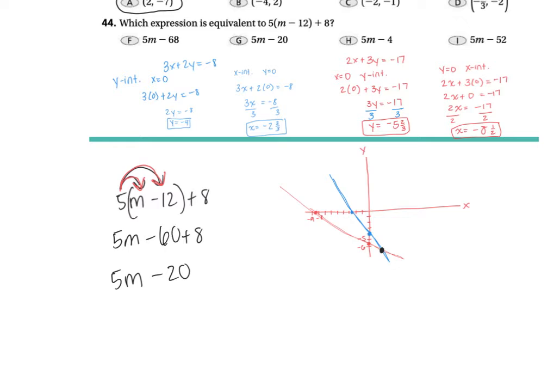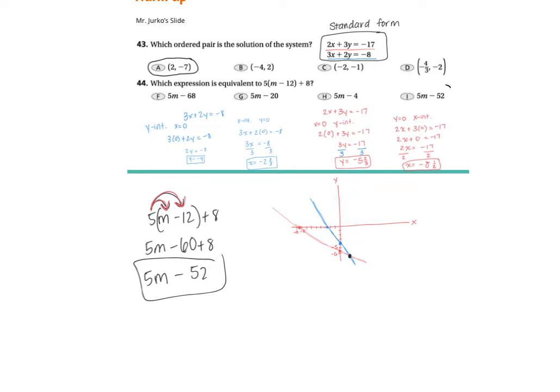So minus 60. So instead of minus 20, what are we going to get, guys? We've got negative 60 plus 8. 5m minus 68. Remember, one's negative, one's positive. 5m minus 52. There we go. What answer is that? 5. I. Okay? Very good, Janessa. Does everyone see 44? Any questions on 44 or 43?